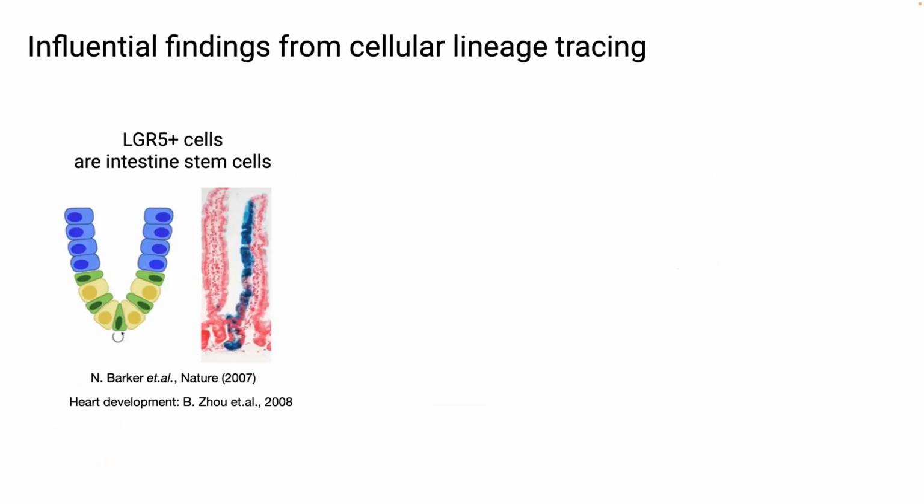One of the earlier interesting pieces of biology we got from lineage tracing is that by labeling LGR5 positive cells, they actually give rise to all different downstream fate outcomes in the intestine tissue. And therefore we conclude that LGR5 positive cells are intestine stem cells.